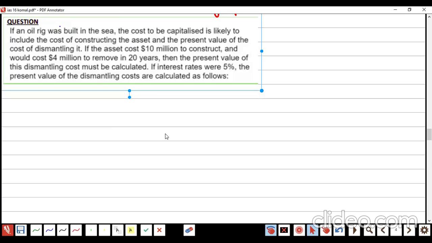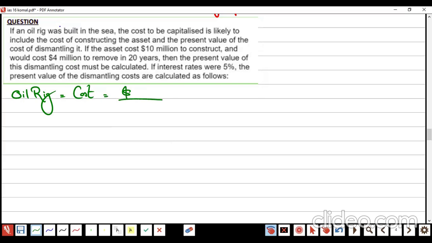10 million is the cost of the asset, and removal cost in 20 years. After 20 years, you will pay how much? 4 million. Present value will be to be calculated. The interest rate is given, right? First of all, I would like to have the oil rig cost. That's what I need.